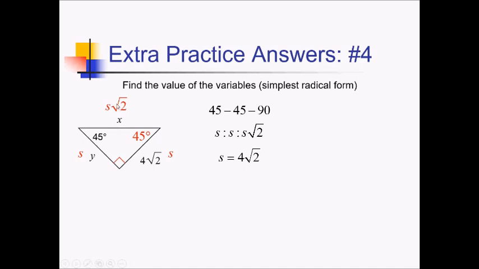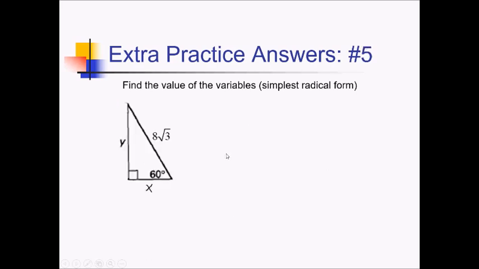X up here, it looks like, is equivalent to s radical 2. So that means we can write x equals 4 radical 2 times radical 2. Radical 2 times radical 2 is 2. 2 times 4 gives us 8. So that's my x value. And now for the y value, looking back here at what I labeled next to y, I said that y and s were the same thing because y was across from 45 degrees. So if y equals s and s equals 4 radical 2, that means that y equals 4 radical 2.